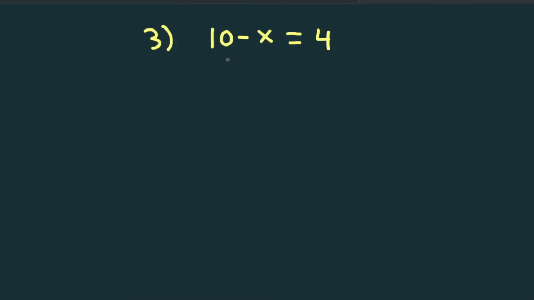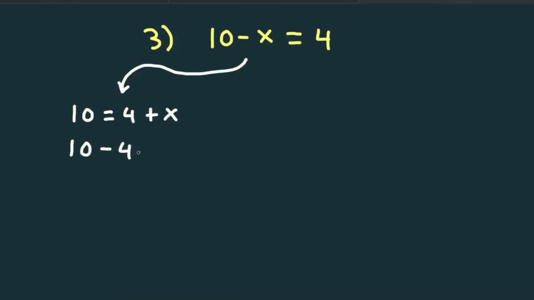Example 3, 10 minus x equals 4. There are two ways to solve this equation. The first way is to take the minus x to the other side so I don't have negative terms. So I will have 10 equals 4 plus x, because minus x, when it goes to the other side, changes sign and becomes plus x. Then I take 4 to the left hand side, so 10 minus 4 equals x, and 6 equals x.